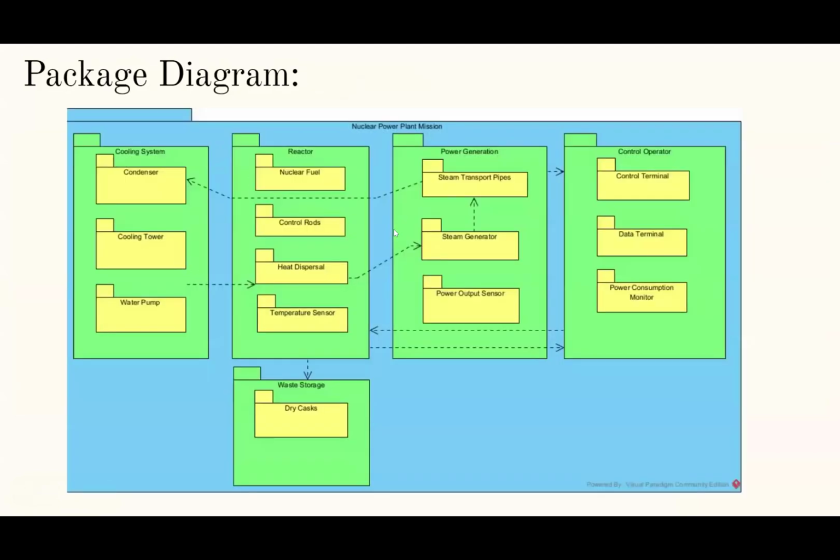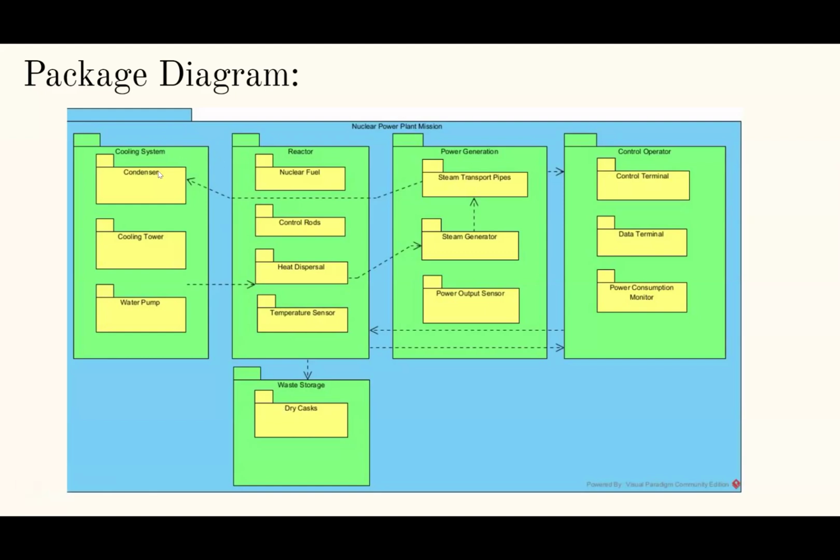And then this is my package diagram. So I split all this up. So the blue is the nuclear power plant as a whole. Then I split it up into the cooling system, the reactor, the power generation, the control operator, and the waste storage. And then these are split down even further.